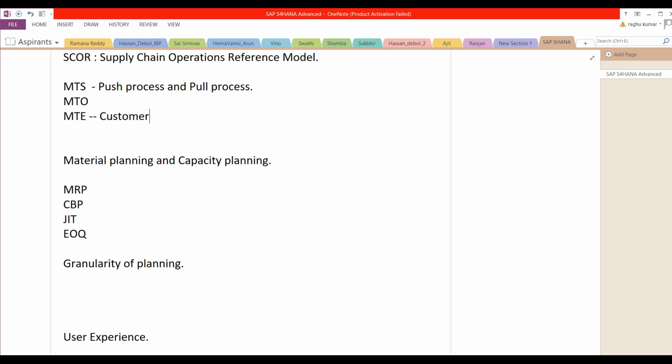That means your MAD, material availability date, has a deviation here. It's not like immediately. You have to wait for a certain time.